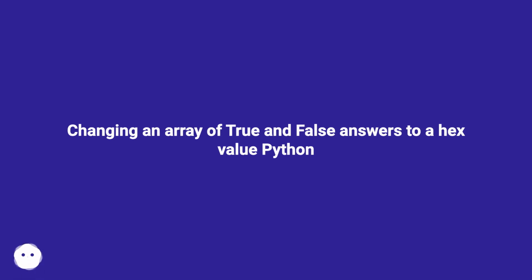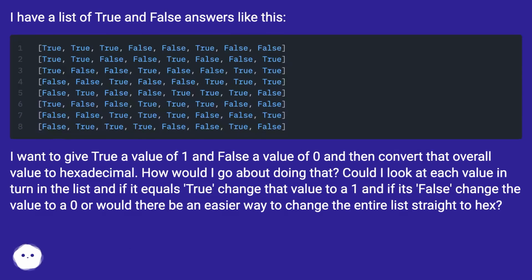Changing an array of true and false answers to a hex value in Python. I have a list of true and false answers like this. I want to give true a value of 1 and false a value of 0, and then convert that overall value to hexadecimal. How would I go about doing that?